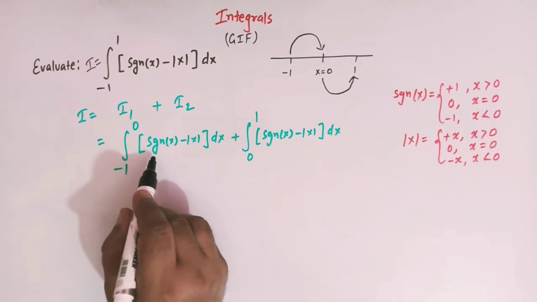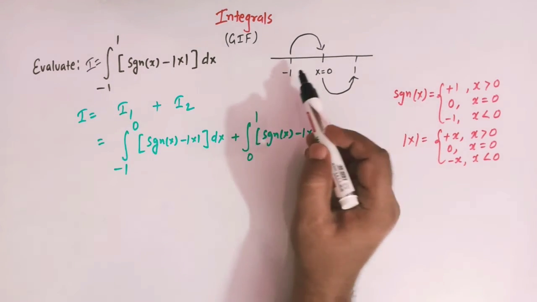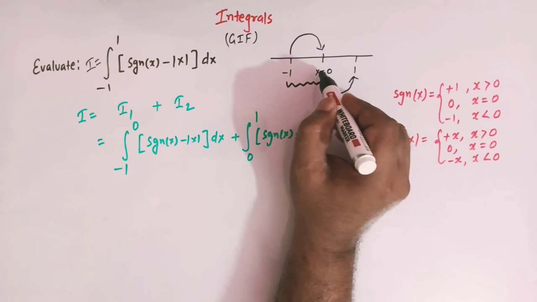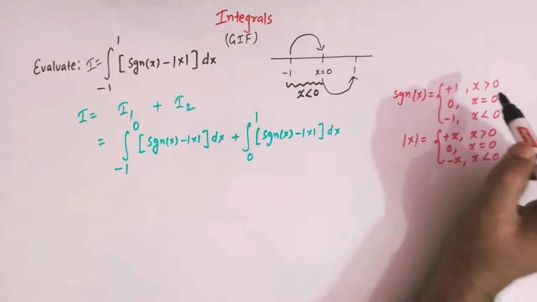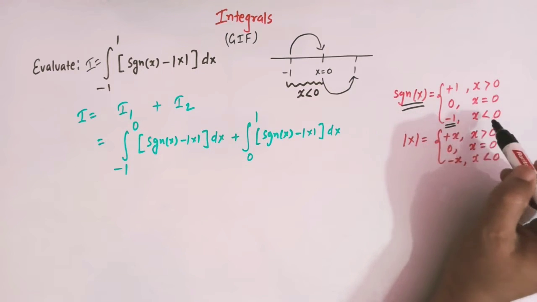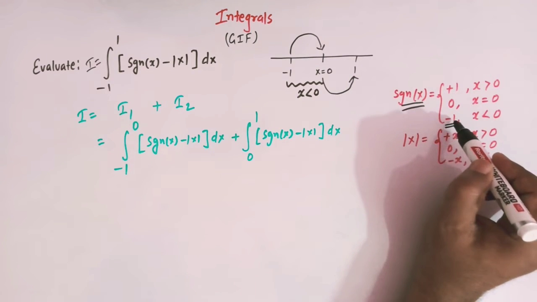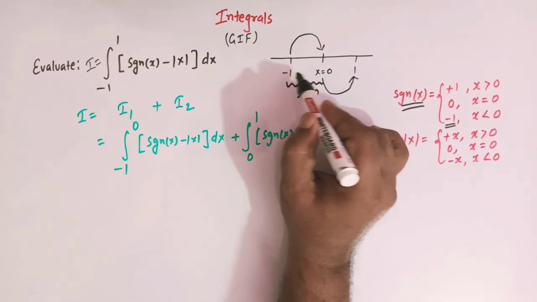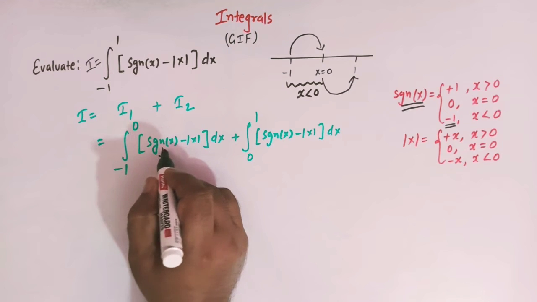So let us first take I1, right? When we have I1, the limits of integration are from -1 to 0, right? So when we go from -1 to 0, it means all the values of x are less than 0, right? So we'll take the signum of x is equal to -1, because x is less than 0. So whenever x is less than 0, signum of x is equal to -1. So when we go from -1 to 0, obviously all the values of x lying between -1 and 0 are all less than 0.